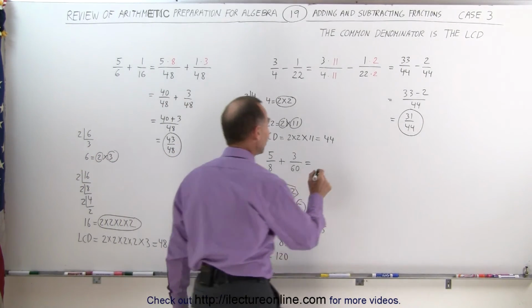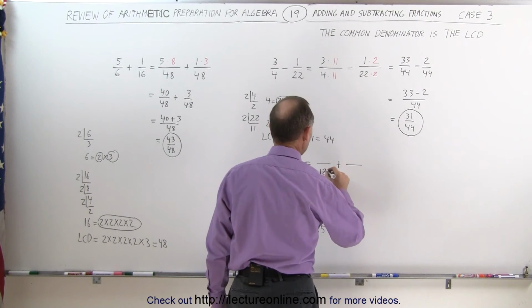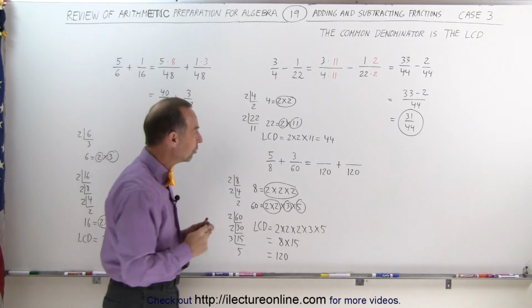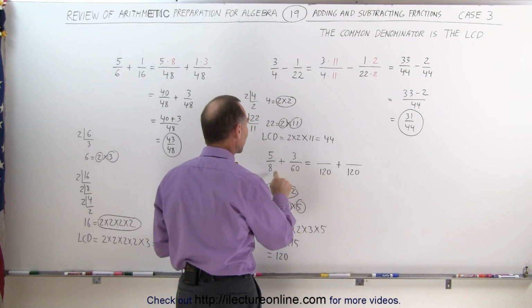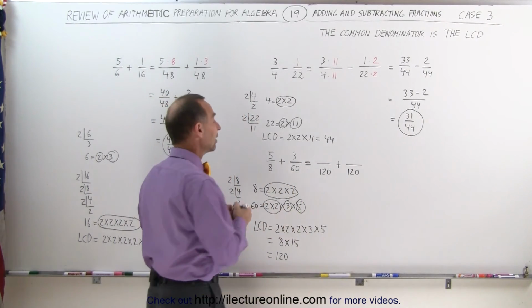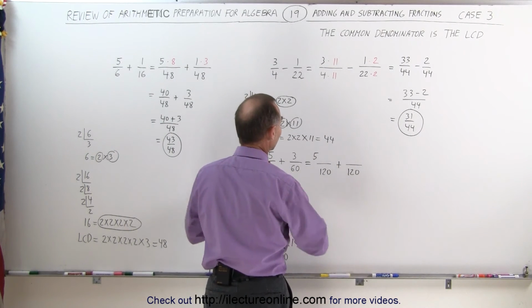That means that my two fractions now will have the new denominator of 120 and 120. Now I've asked this question, what did I need to do to 8 to turn into 120? I need to multiply 8 times 15, which means I must also multiply the numerator times 15. So the numerator becomes 5 multiply times 15.